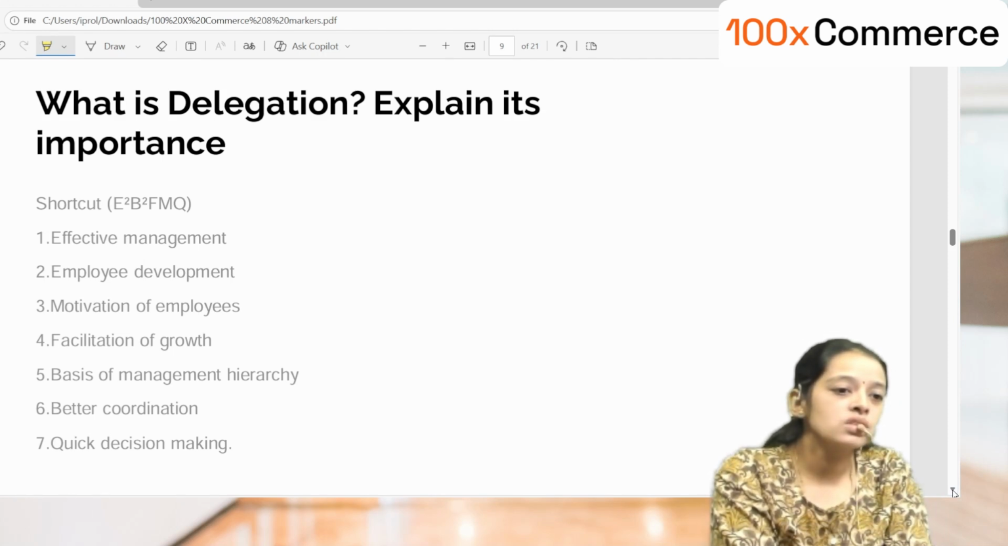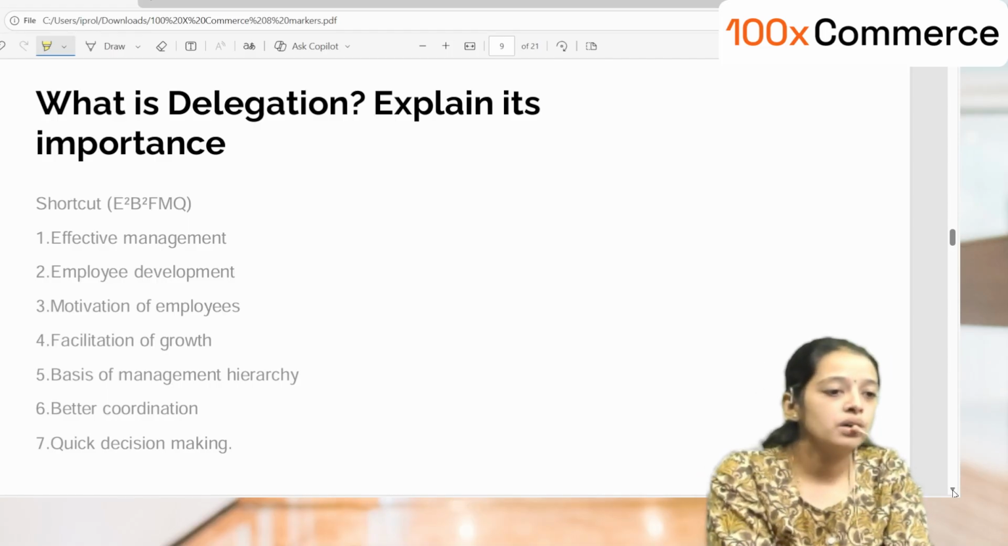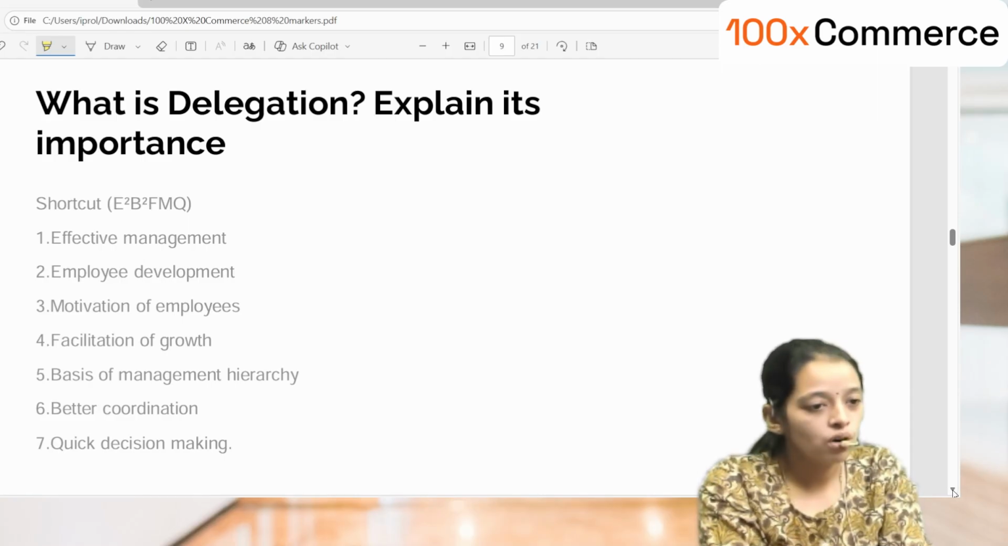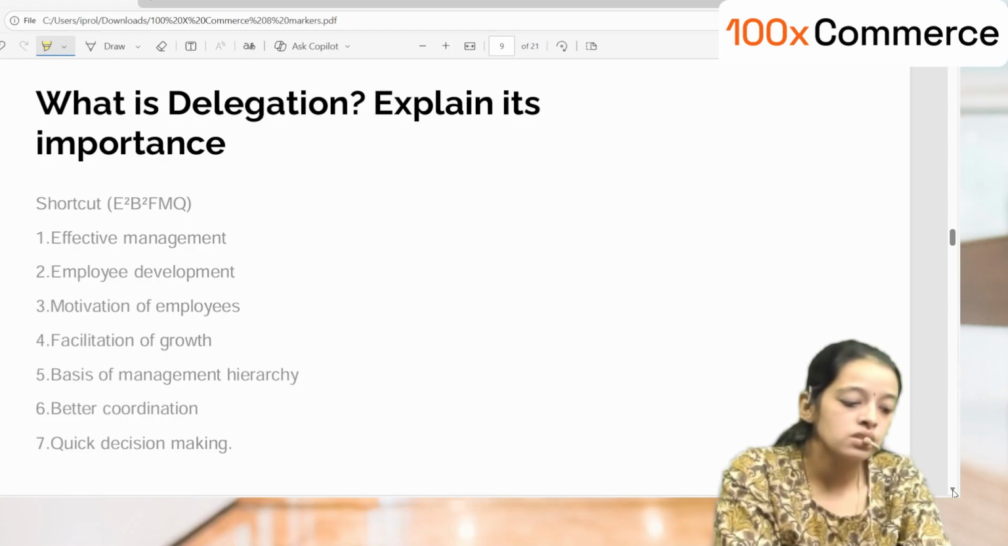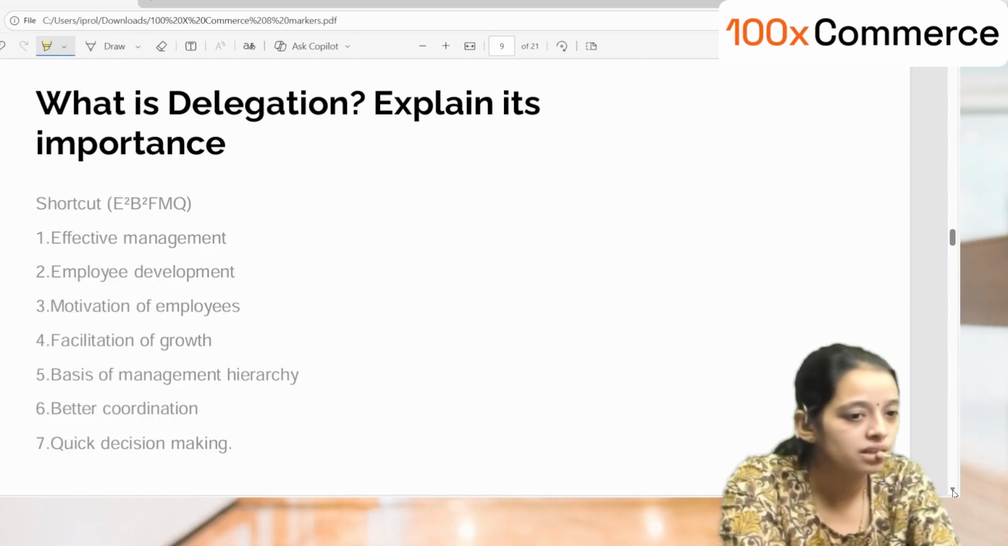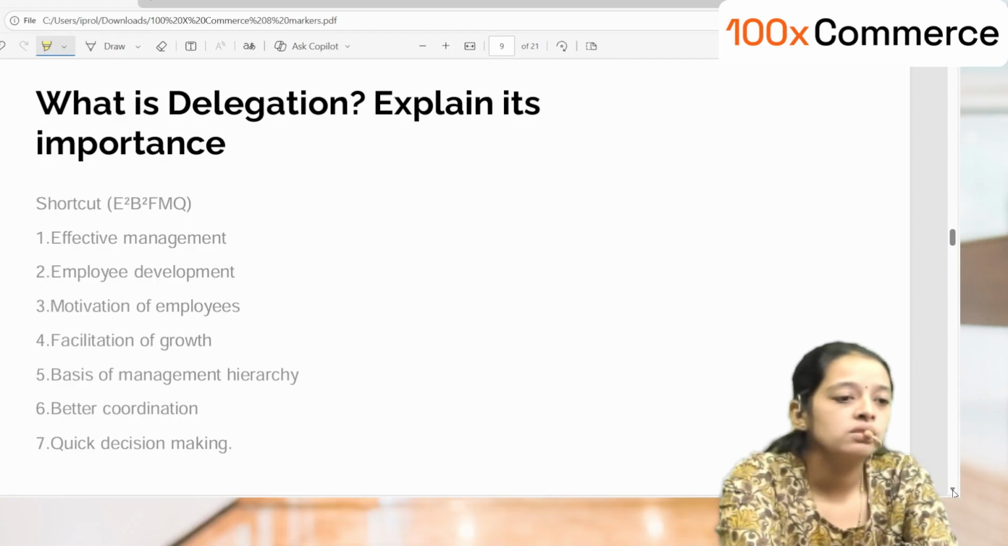So delegation is nothing but the transfer of authority to the particular individual subordinate. Yes, so delegating the work to the subordinates who are working, we call it as delegation. Simple. So why is it important? First of all, there is effective management.